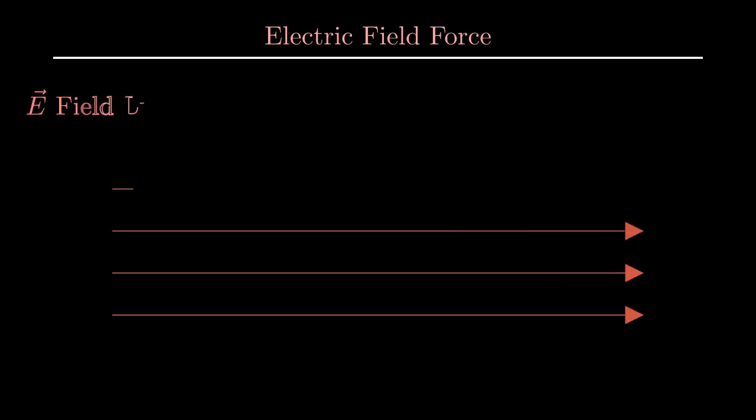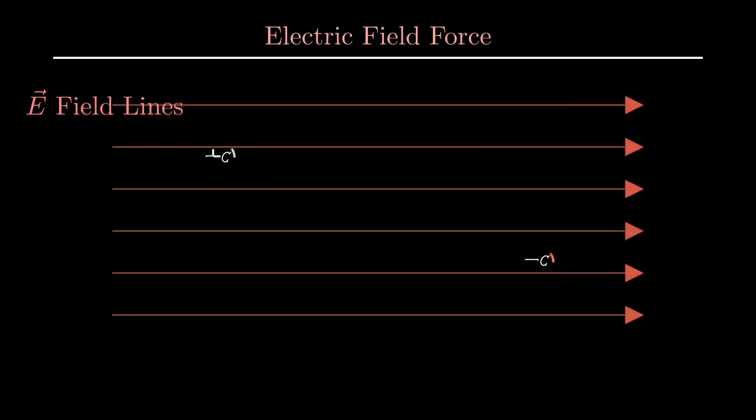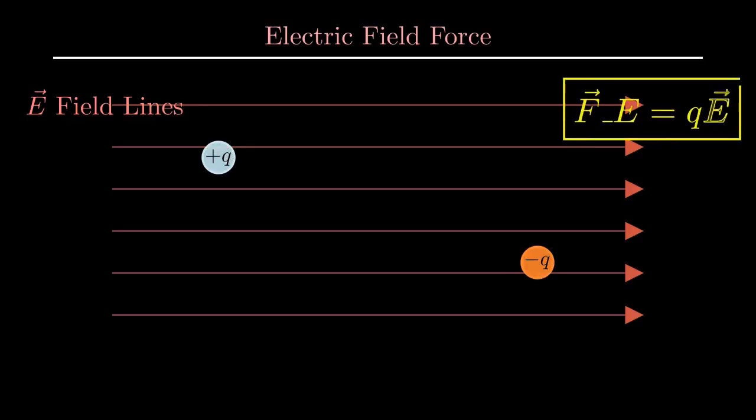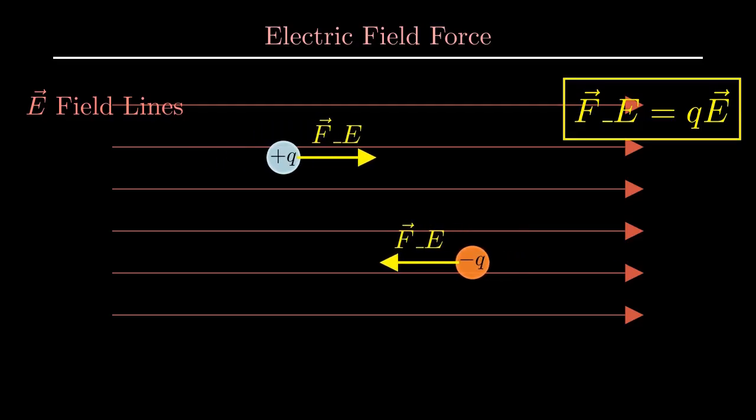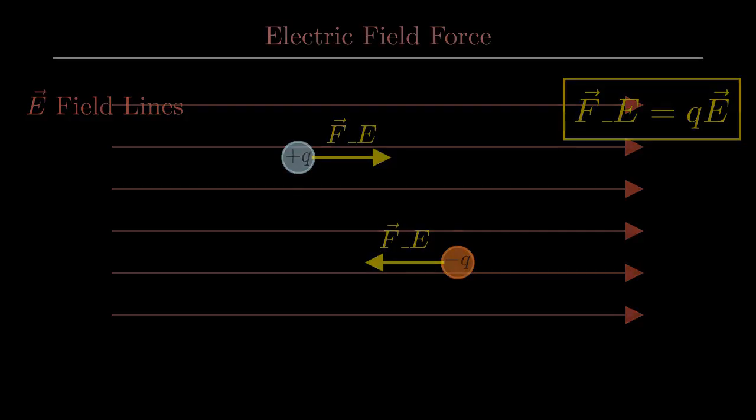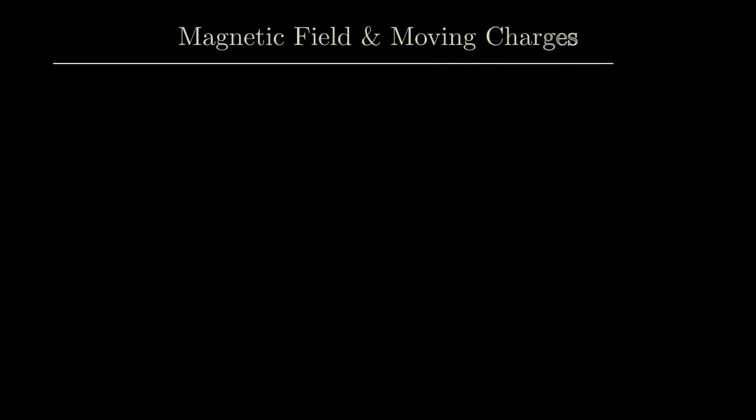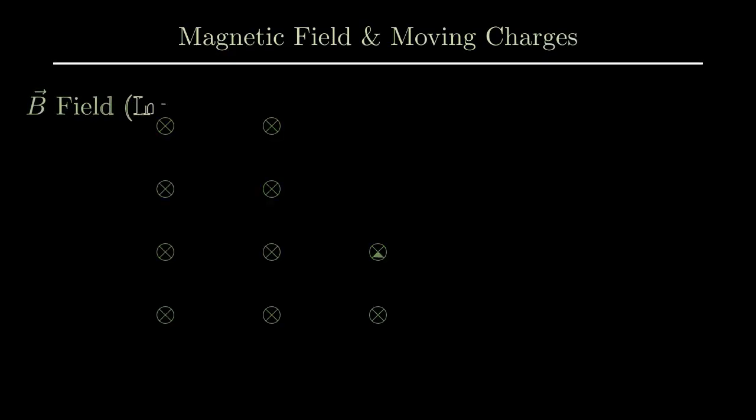First, let's briefly revisit the concept of electric forces. An electric field, represented by vector E, exerts a force on any charged particle within it. This force, vector Fe, is directly proportional to the charge of the particle, Q, and the strength of the electric field itself. The mathematical expression for this is straightforward. Vector Fe equals Q vector E. This means a positive charge will accelerate in the direction of the electric field, while a negative charge will accelerate in the opposite direction.